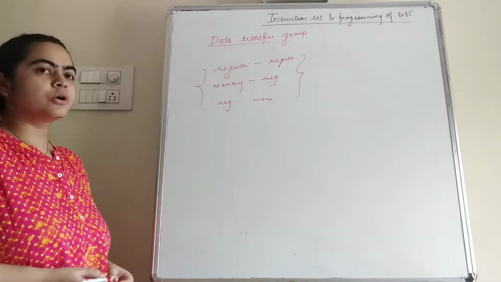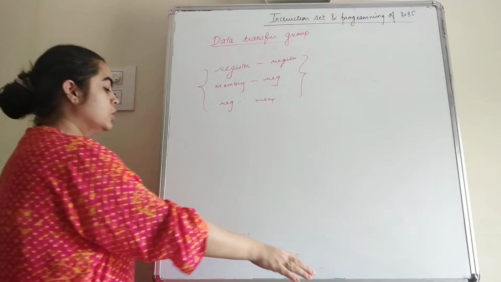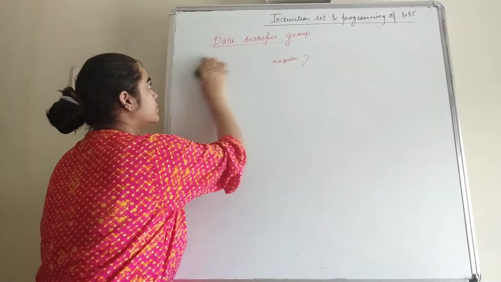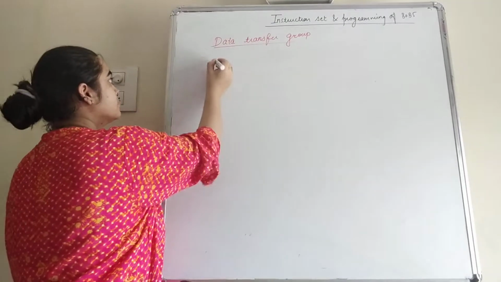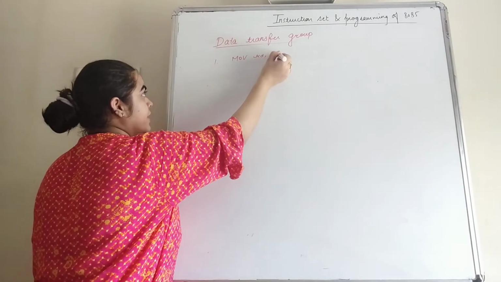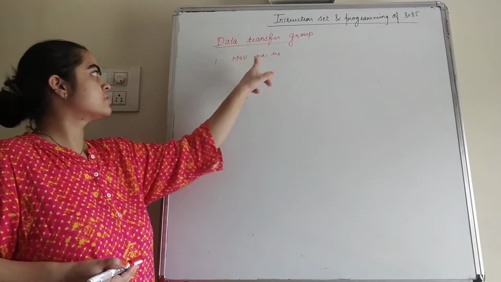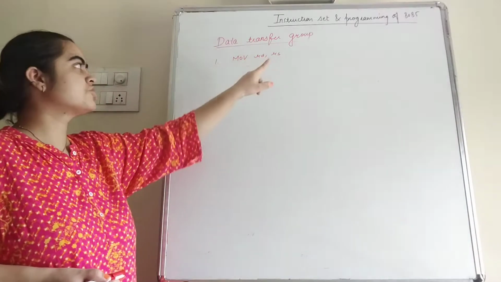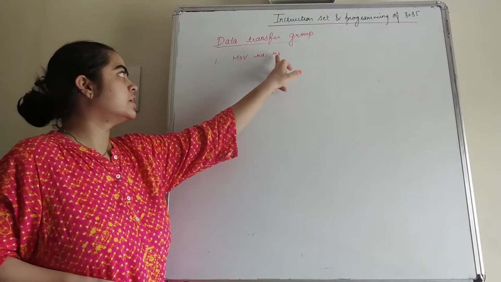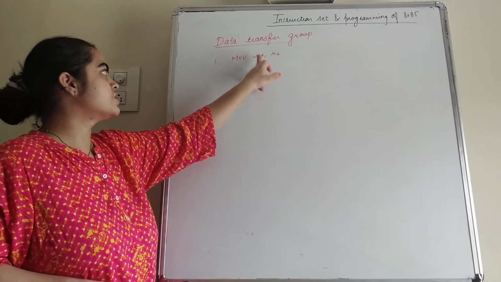We have a number of instructions that come under the data transfer group. The first instruction of the data transfer group is MOV RD, RS. In this instruction, RS is the source register while RD is the destination register. That means the contents of the source register will be moved to the destination register.